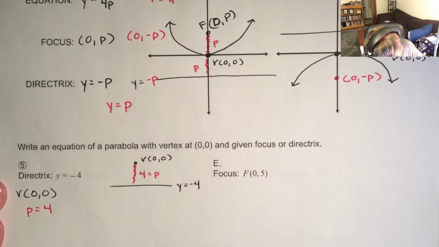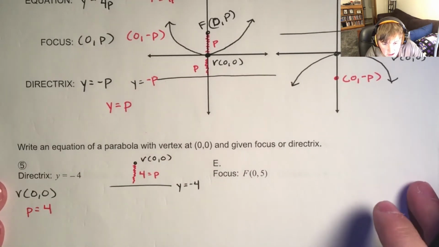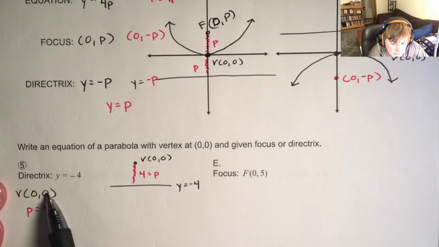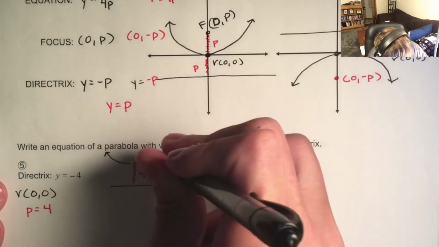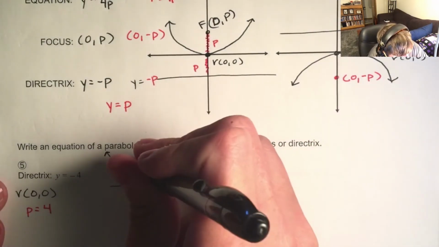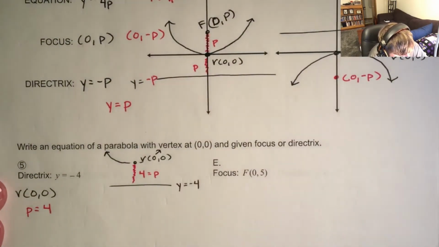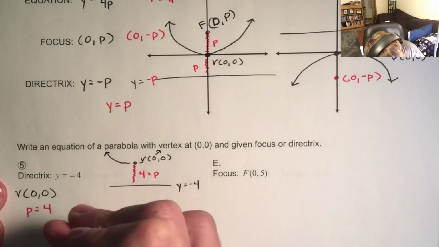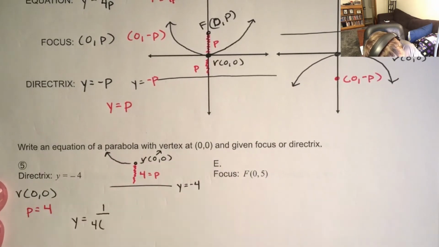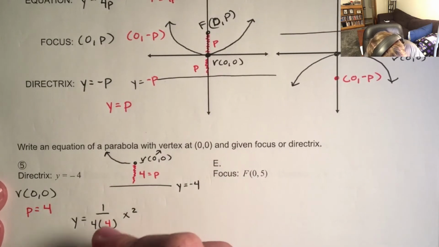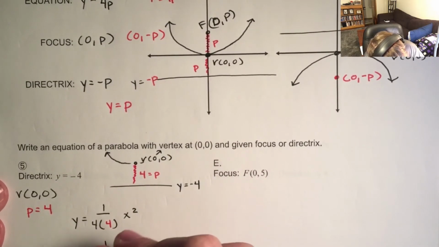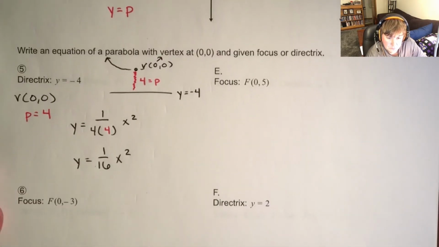Now all I have to identify is whether this parabola will open up or down. Knowing where the vertex is at and the directrix is below it, that means the focus is up and it's going to open upwards. So the equation is going to be y is equal to 1 over 4 times my p-value. Well, my p-value is 4, x squared. So this is going to be y is equal to 1/16 x squared. All I did was use this chart right up here.